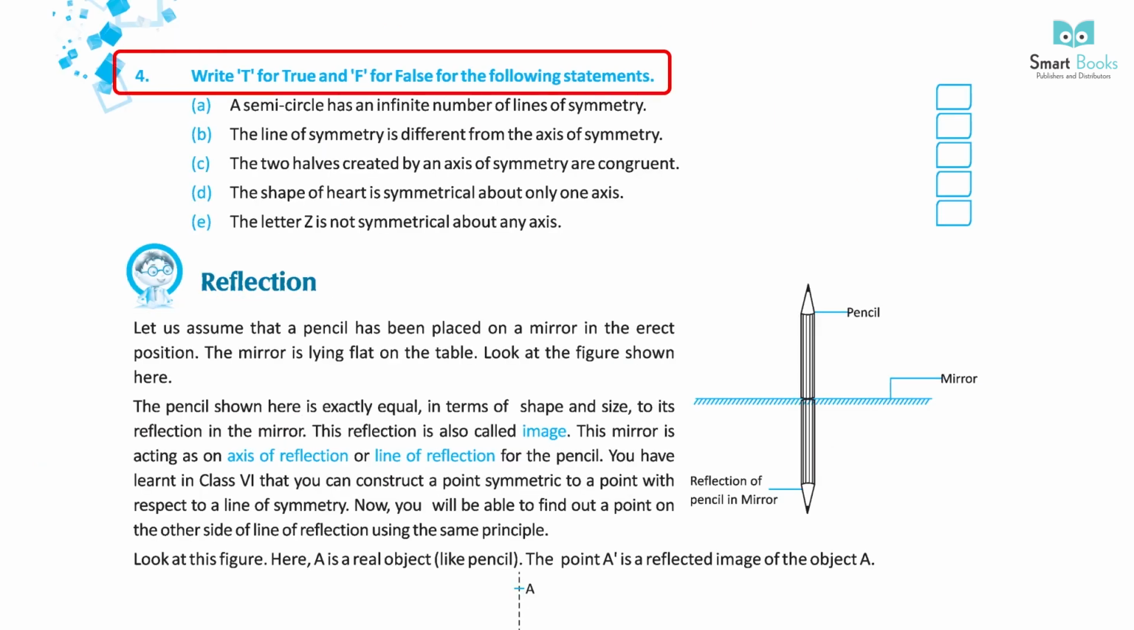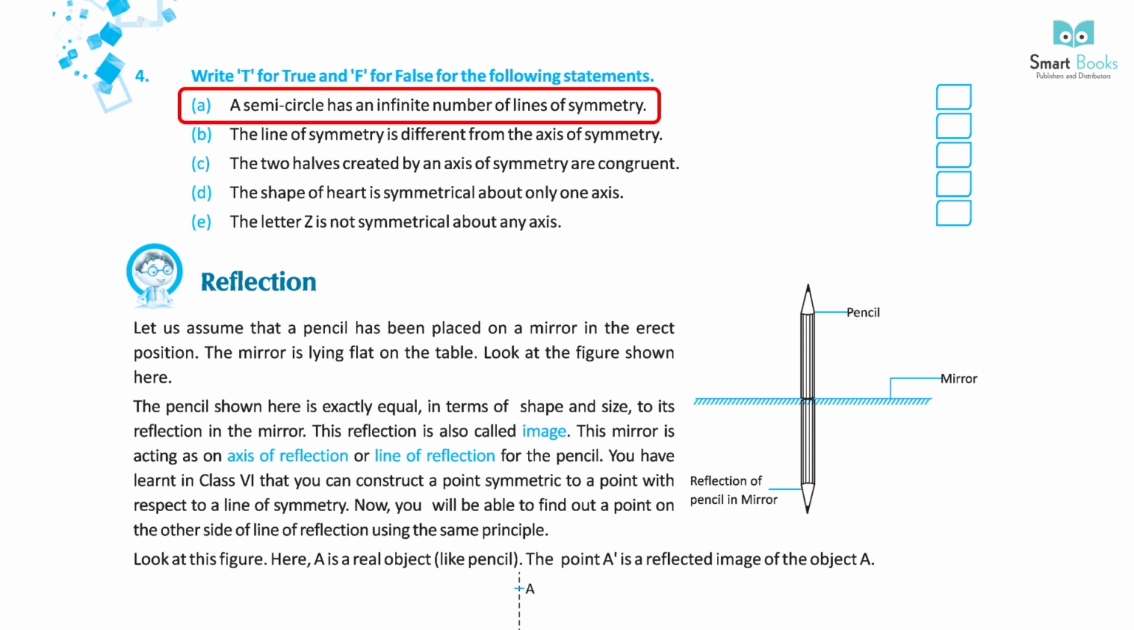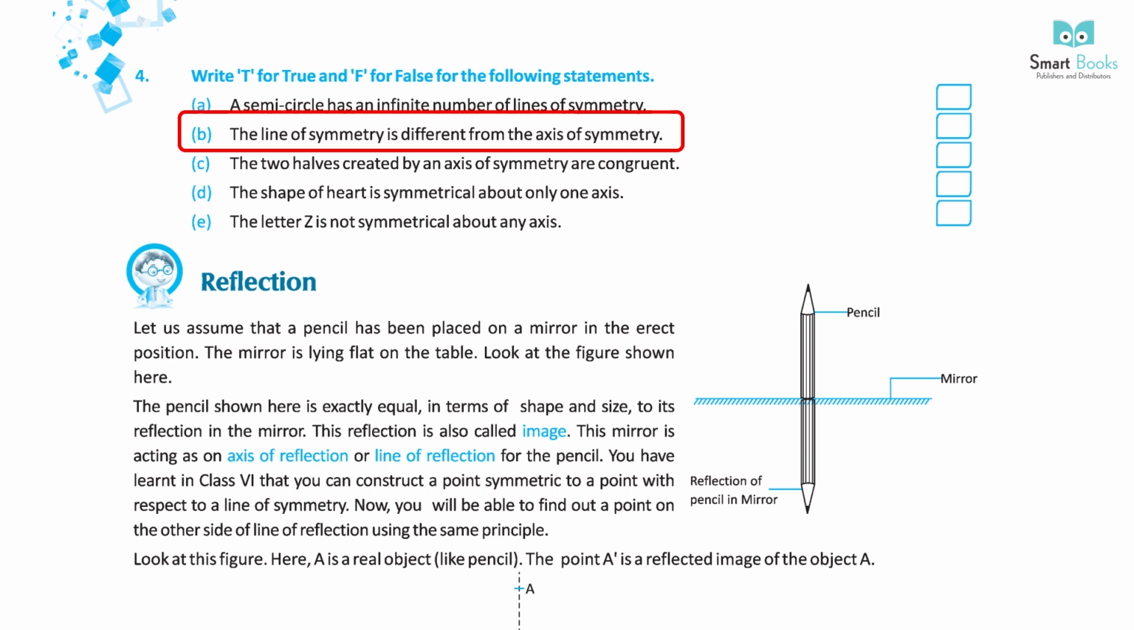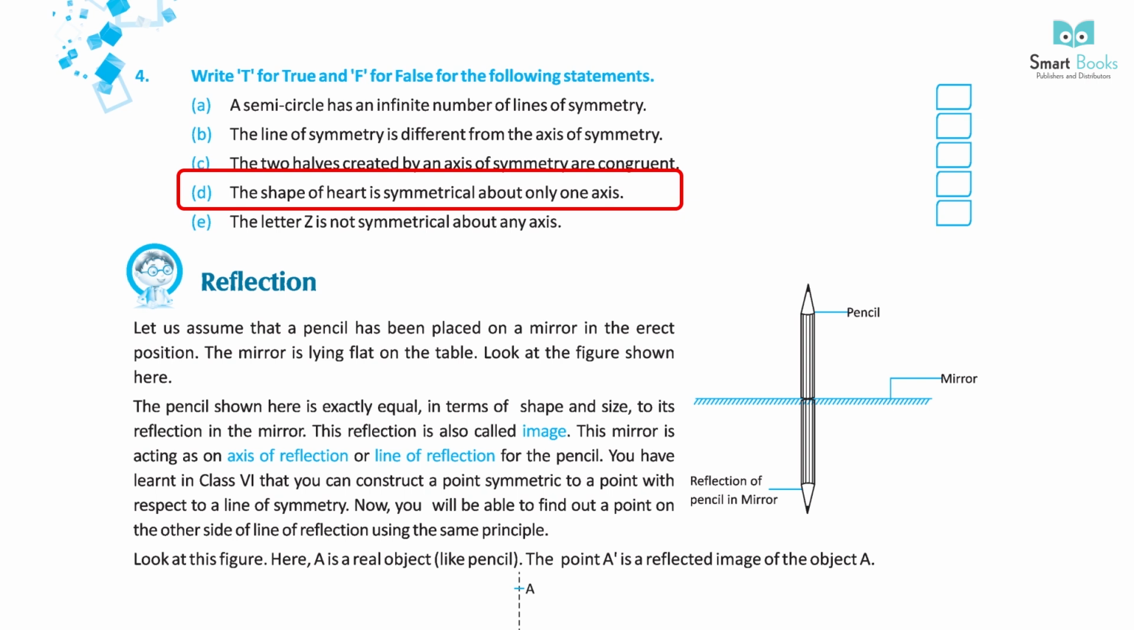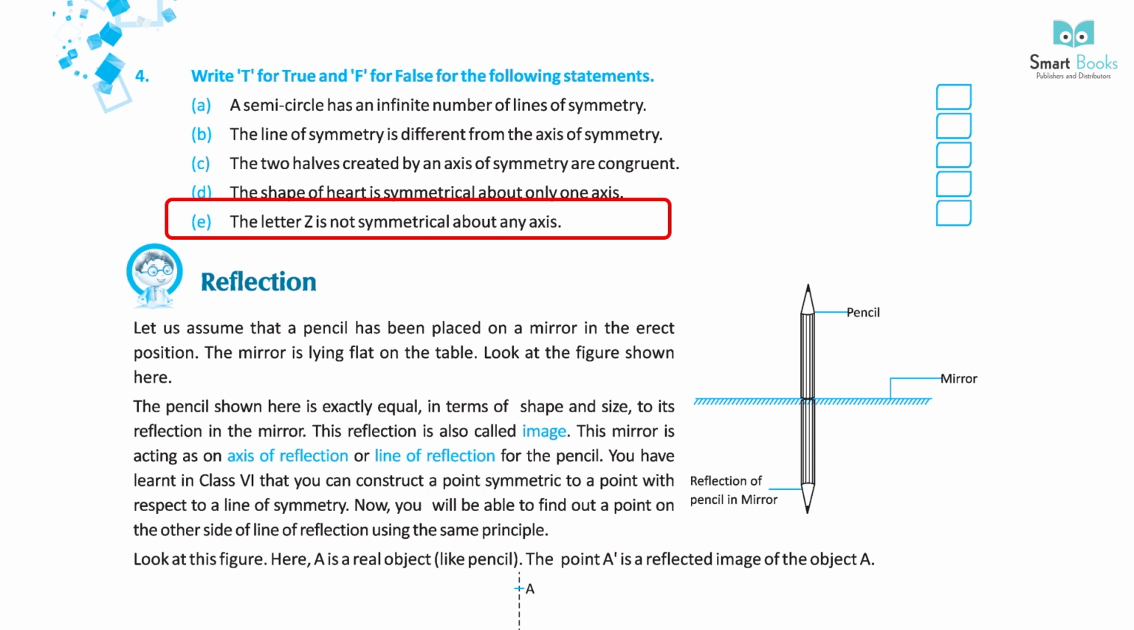Question 4. Write T for true and F for false for the following statements. A. A semicircle has an infinite number of lines of symmetry. Solution. False. B. The line of symmetry is different from the axis of symmetry. Solution. False. C. The two halves created by an axis of symmetry are congruent. Solution. True. D. The shape of hearts is symmetrical about only one axis. Solution. True. E. The letter Z is not symmetrical about any axis. Solution. True.